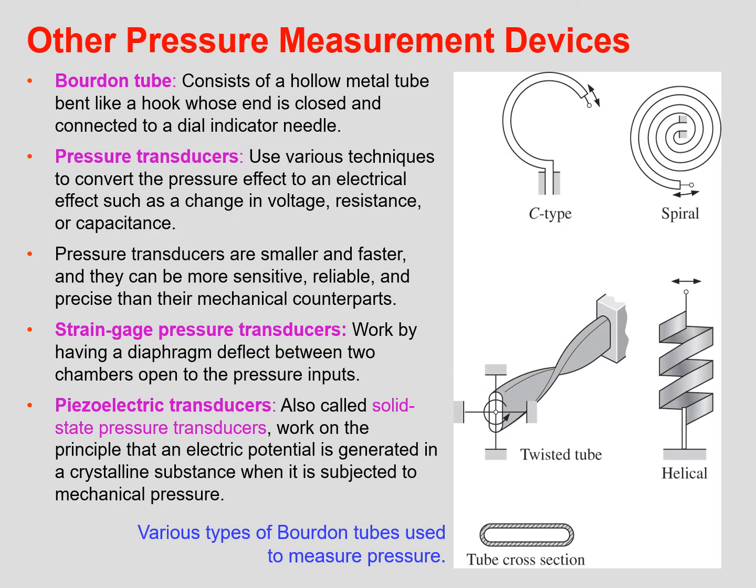There's a lot of other ways to measure pressure. There are Bourdon tubes. There are pressure transducers, strain gauges. There are also piezoelectric transducers. All these different devices are used to measure pressures in fluid systems.